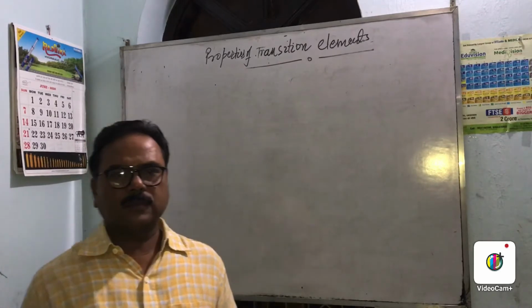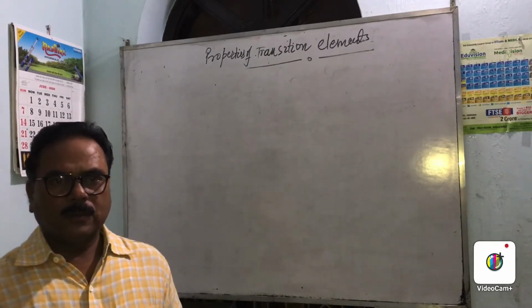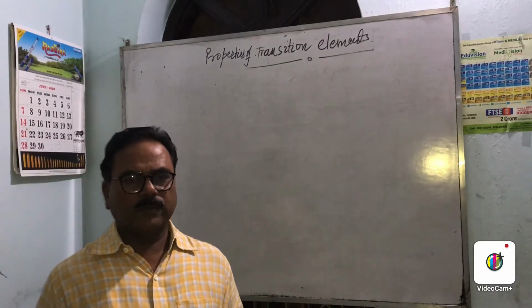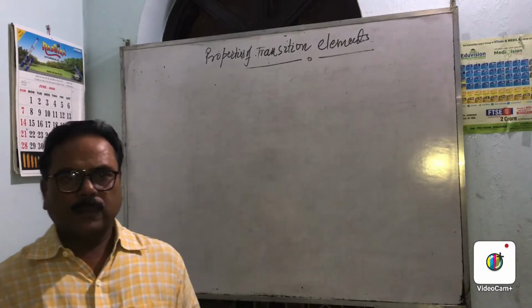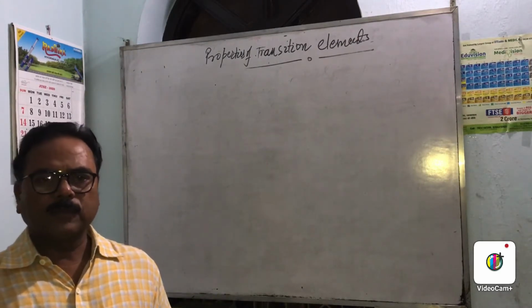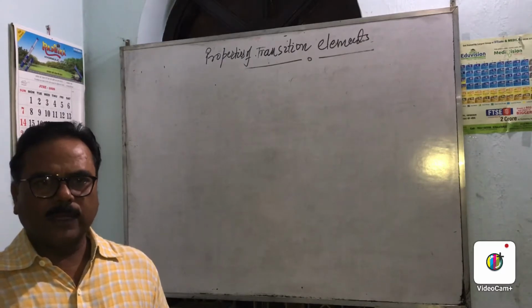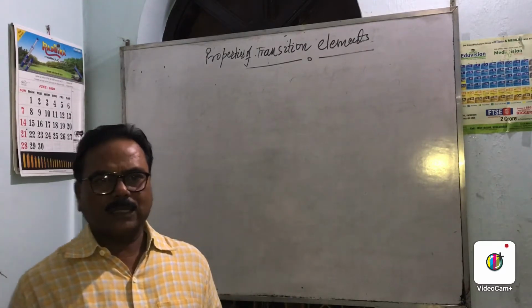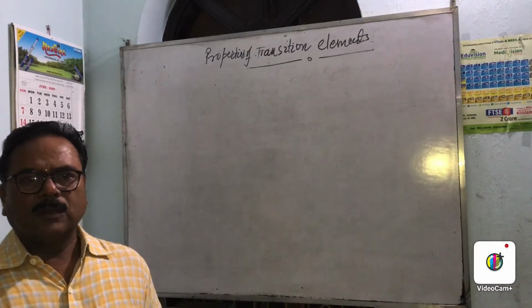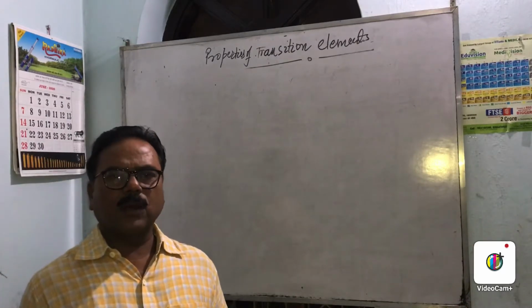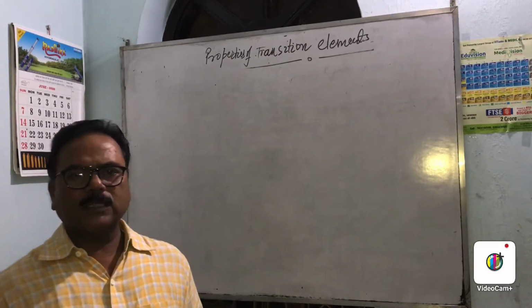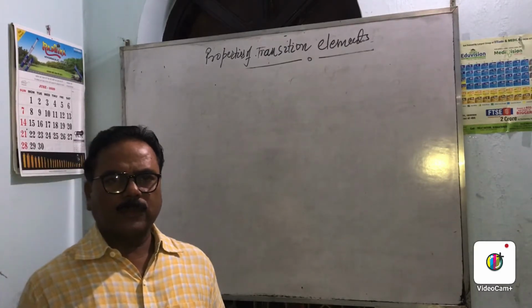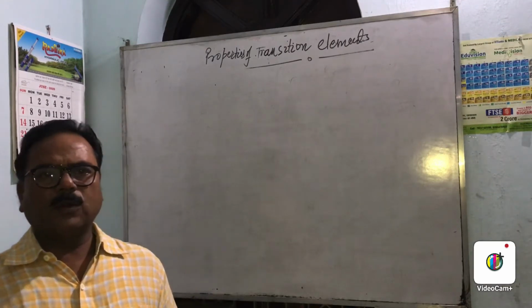Today I will discuss the properties of the transition elements. In the previous lecture, I discussed what a transition element is, why it is so called, and its electronic configuration. In the next lecture, what the radius is and how the radius of the transition elements varies along the period and down the group.